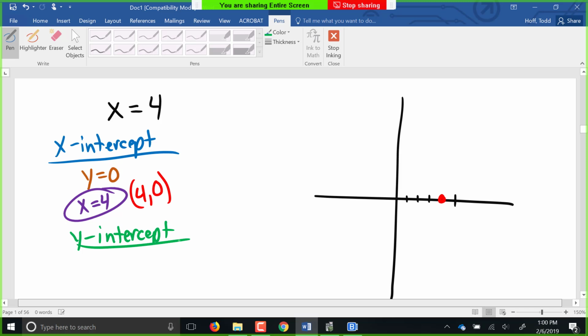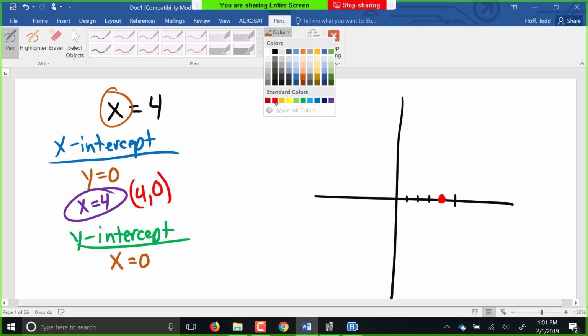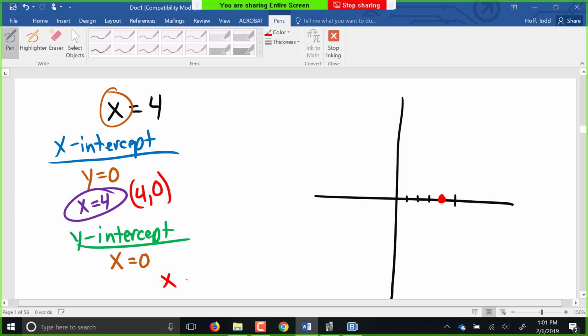The y-intercept. What values do we change? How do we find the y-intercept? We put 0 in for x. If I put 0 in here for x, can that ever be true? No, x can't be 0. What that's telling me is that x can never be 0 in that equation, so there is no y-intercept.